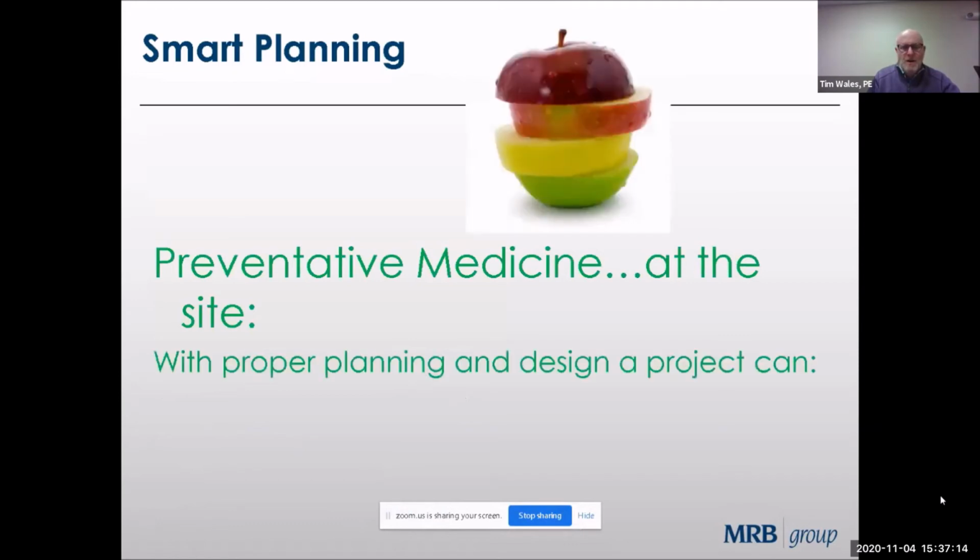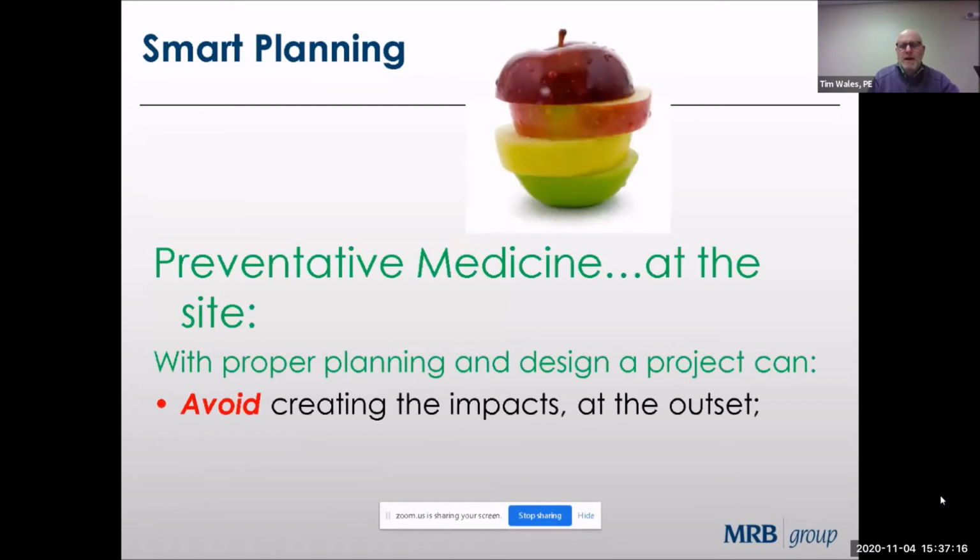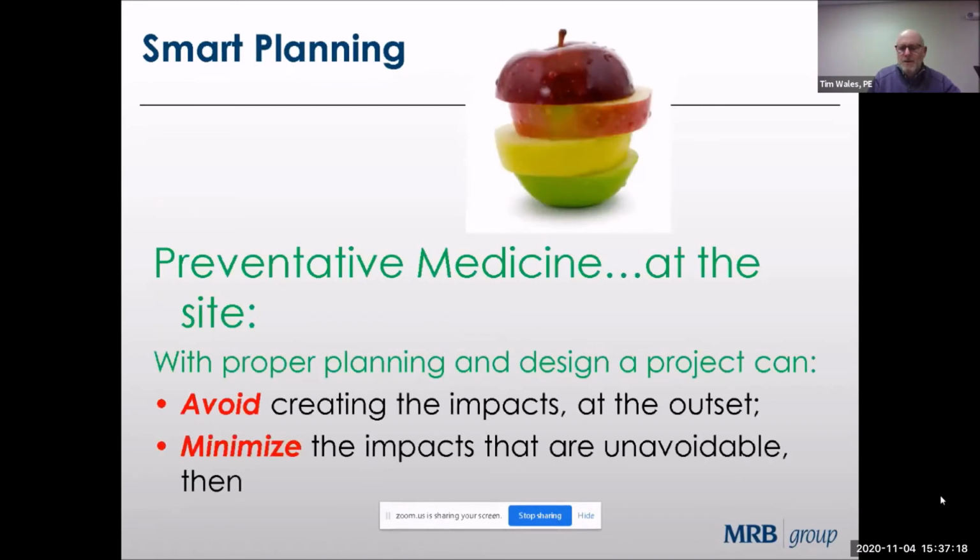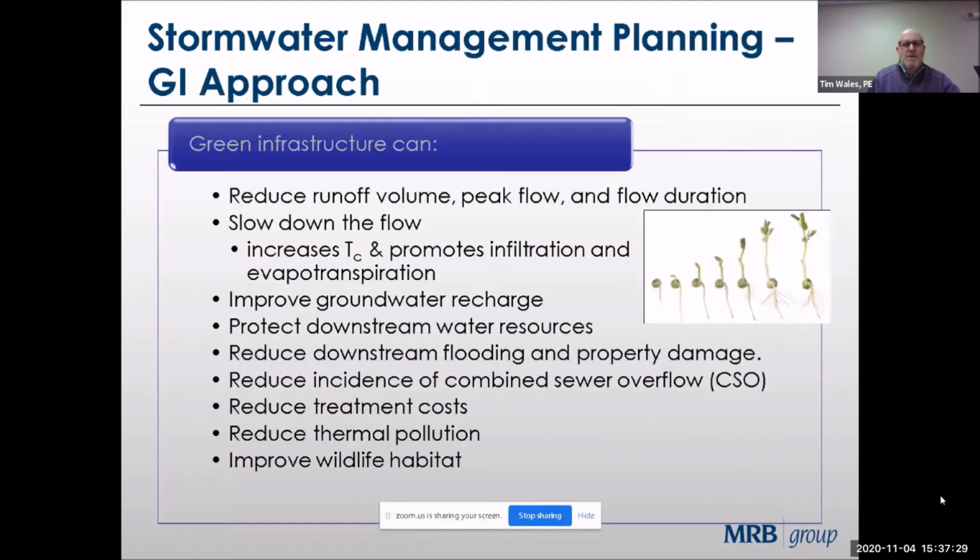With proper planning and design, a project can avoid creating the impacts at the outset. We can minimize the impacts that are unavoidable and the impervious surfaces that we are forced to use. And we're going to mitigate those impacts using green infrastructure. We'll talk a little bit more about that. So we're going to talk about, again, post-construction stormwater management practices using green infrastructure.